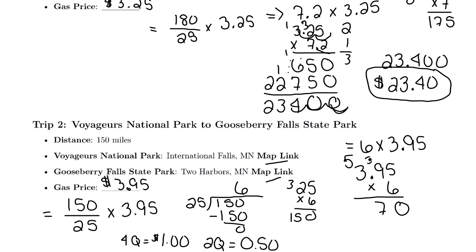54, 55, 56, 57. Okay. 6 times 3 is 18, 19, 20, 21, 22, 23. All right. We have to move 2 decimal places in our answer. Let's do that. 1, 2. And remember, this is money. So that'll cost approximately $23.70. All right, cool.